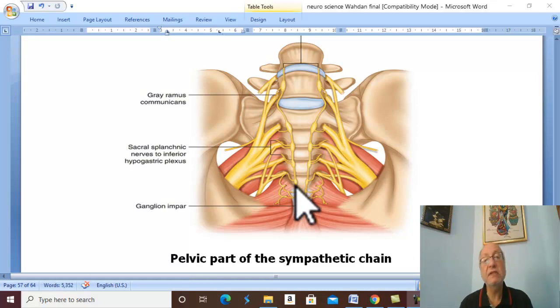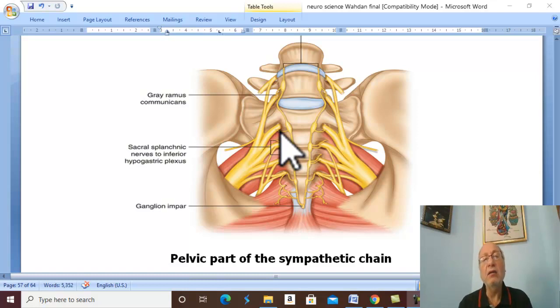What are the branches of the sacral part of the sympathetic chain? First of all, and simply, the sacral part of the sympathetic chain gives lateral branches, which are gray rami communicantes, to the sacral and the coccygeal spinal nerves. And actually, what is the story of these gray rami communicantes?